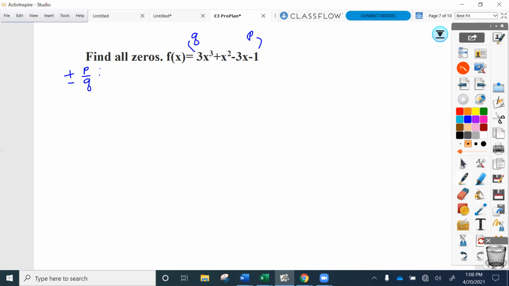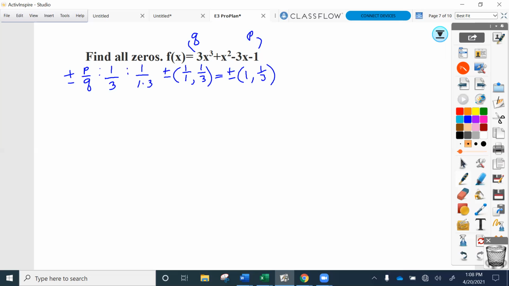So first we list the factors of P. Well, P is 1, so the only factor of 1 is 1. And Q is 3. So we've got 1, and the factors of 3 would be 1 and 3. So your possibilities are going to be plus or minus 1 over 1 or 1 over 3, which is the same thing as 1 and 1/3.